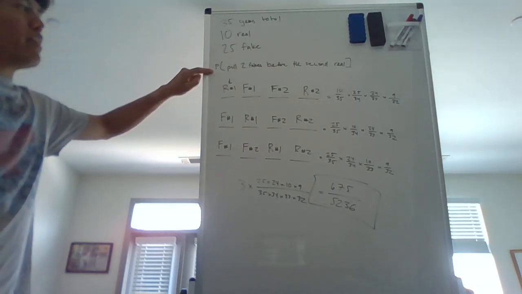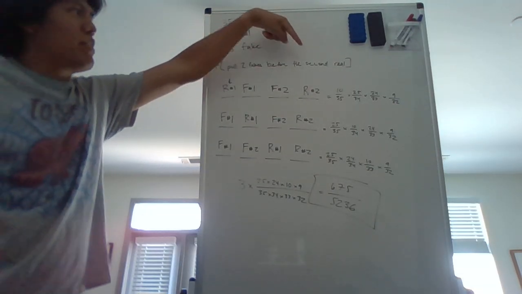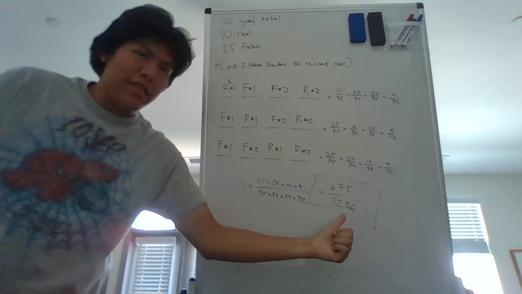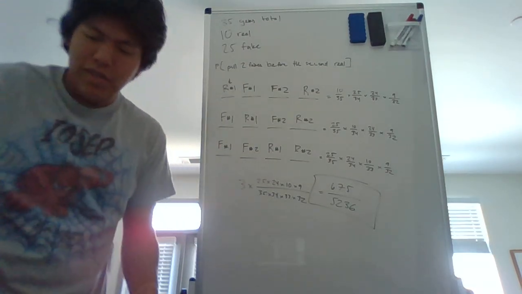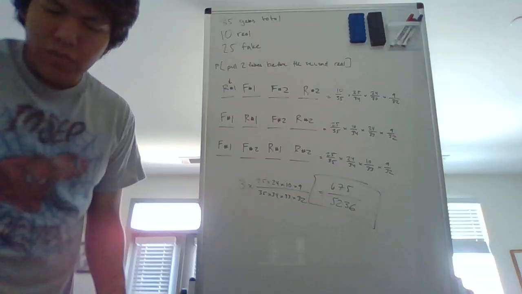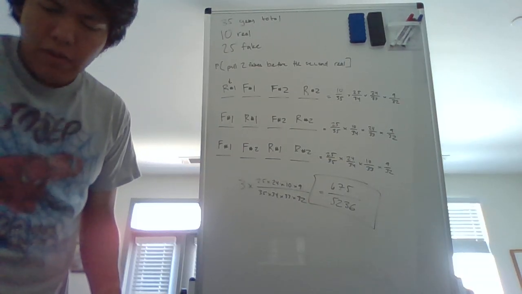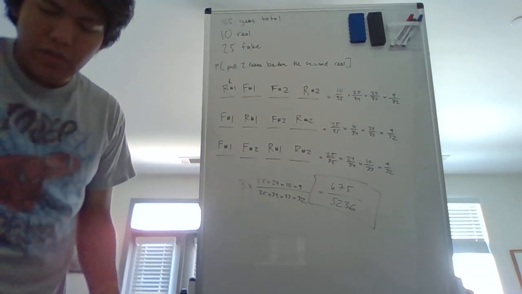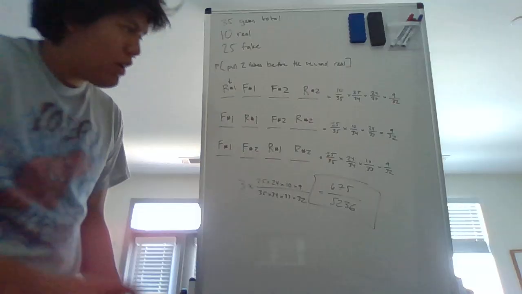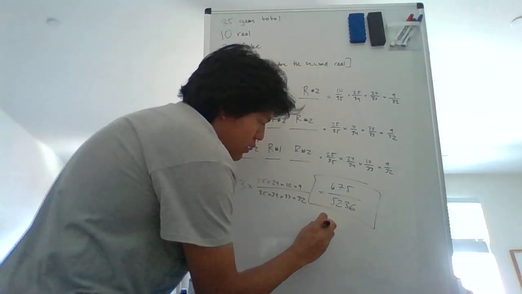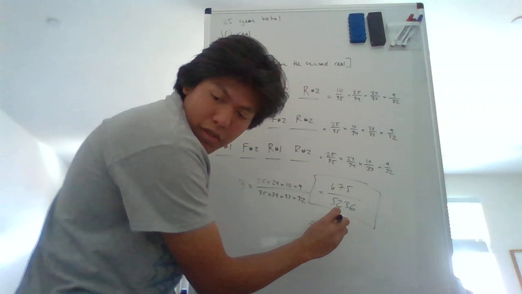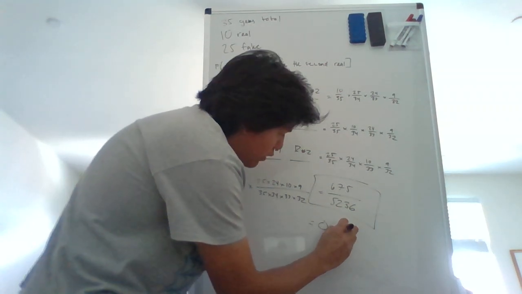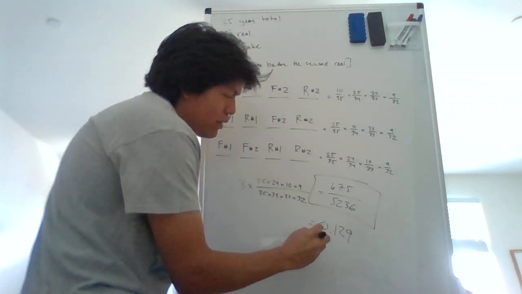So the probability that we pull 2 fakes before a second real gem is 675 over 5,236, which equals 0.129. This was rounded.